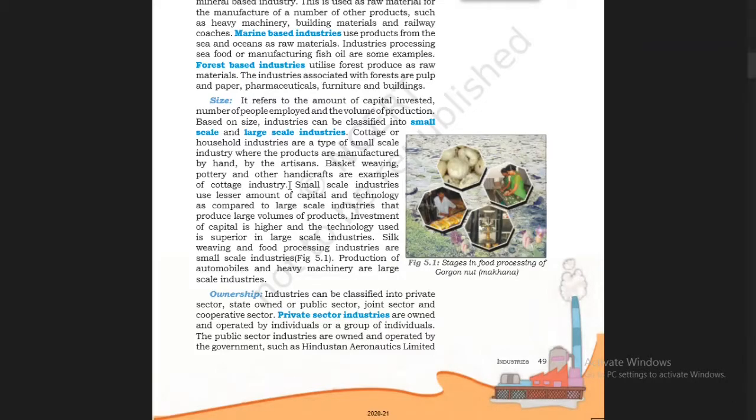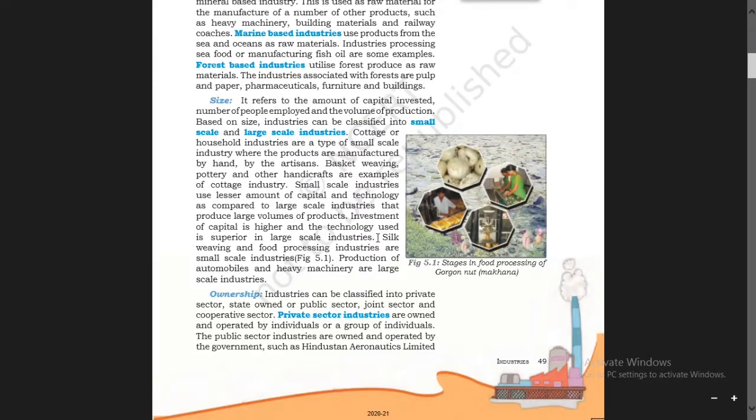Small scale industries use a lesser amount of capital and technology as compared to large scale industries that produce large volumes of products. See, small scale industries use a lesser amount of capital. Much money is not necessary here, and less technology is required as compared to large scale industries, which produce large volumes of products. Investment of capital is higher and the technology used is superior in large scale industries.